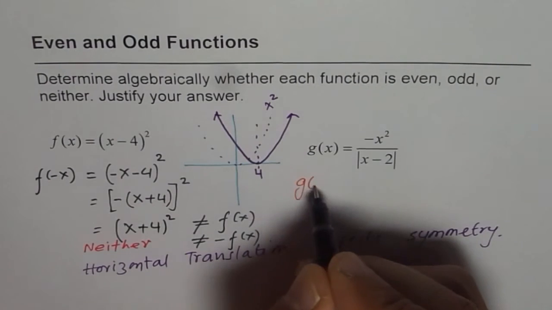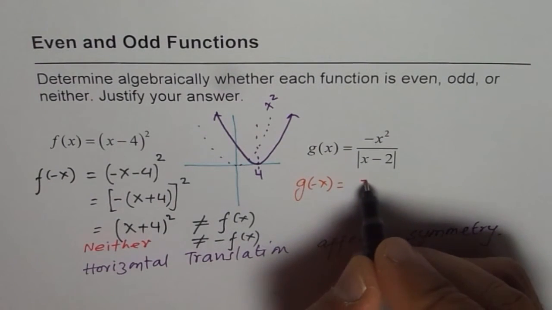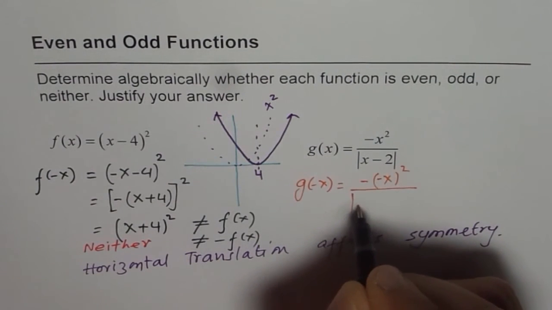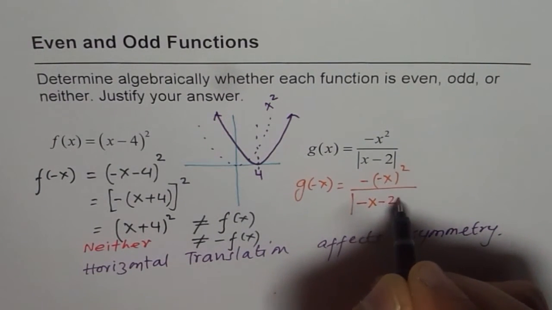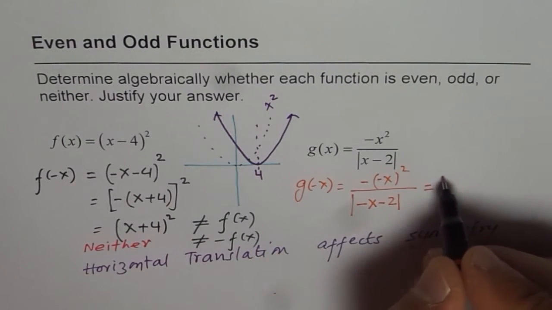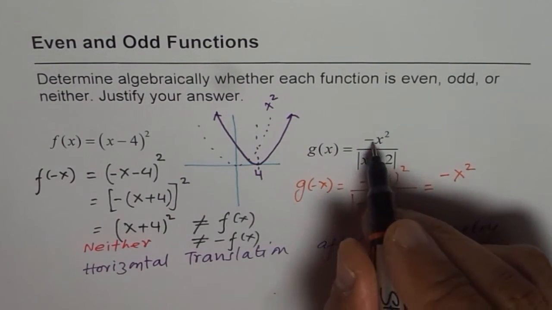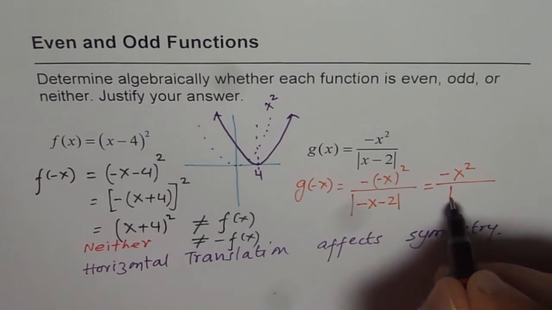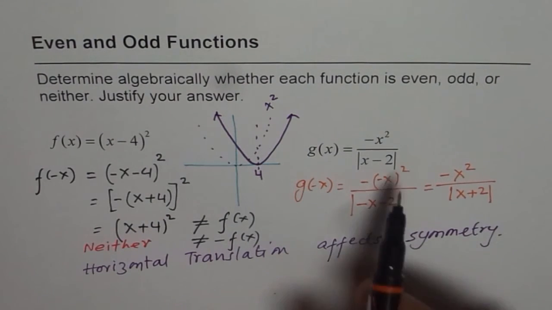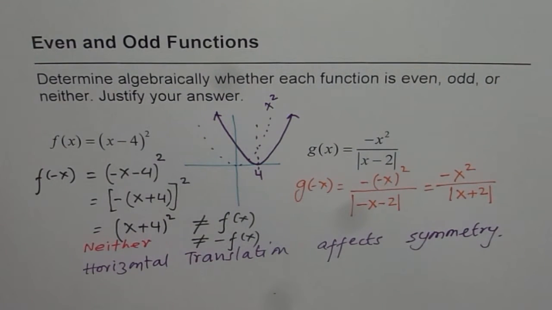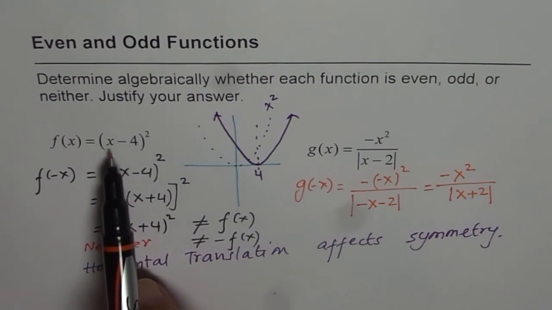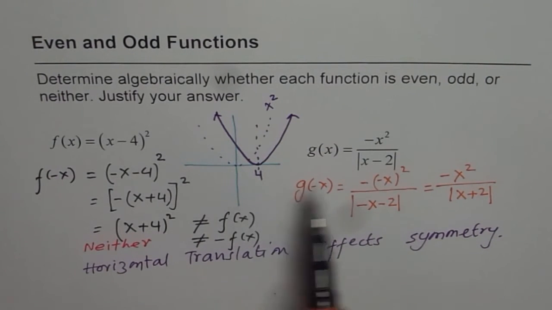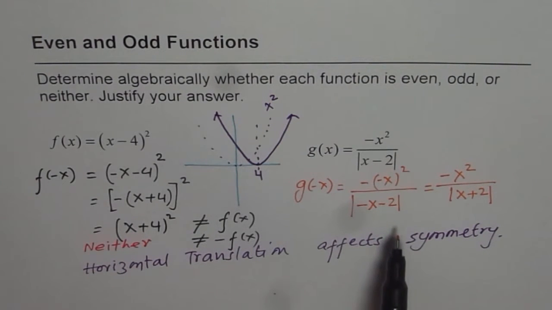You can actually calculate g of minus x, which will be minus of minus x squared divided by absolute value of minus x minus 2. Now this is equal to minus of x squared. So the numerator is the same, right? But the denominator, as you can see, becomes plus. It is x plus 2, not x minus 2. Just as we saw here, x minus 4 changed to x plus 4. And therefore, these two functions, as you can see, are not even.